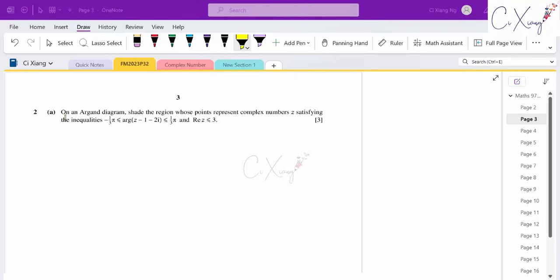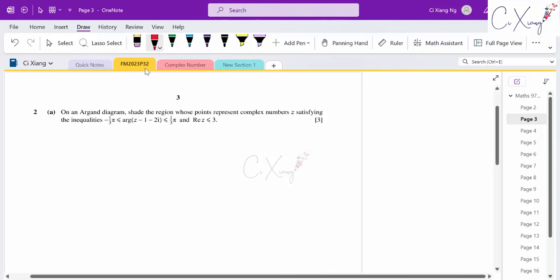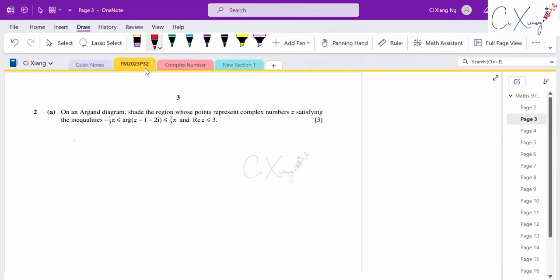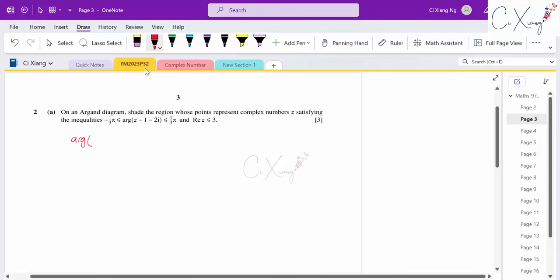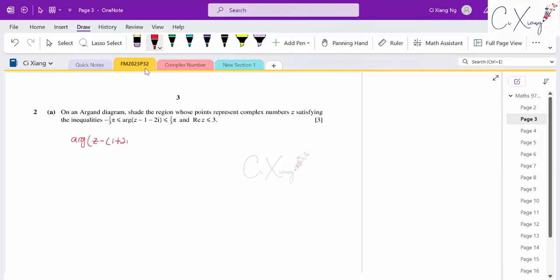Question number 2. On an Argand diagram, they want us to shade the region for the points representing the complex number z, satisfying the inequalities here. There are two inequalities. For the first one, which involves the argument, I will rephrase it: the argument of (z - 1 + 2i) is greater than negative pi over 3 and smaller than or equal to pi over 3.